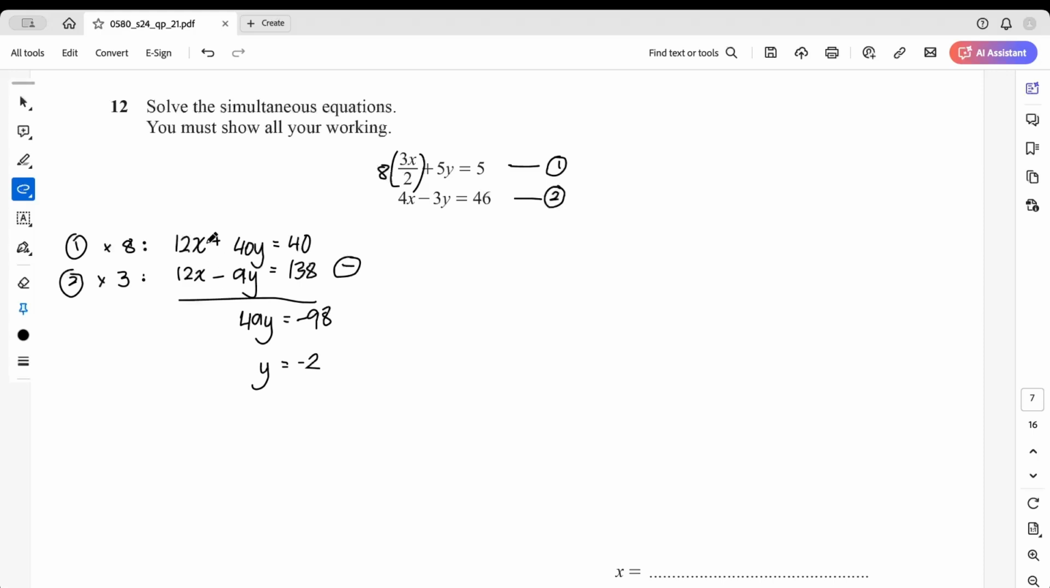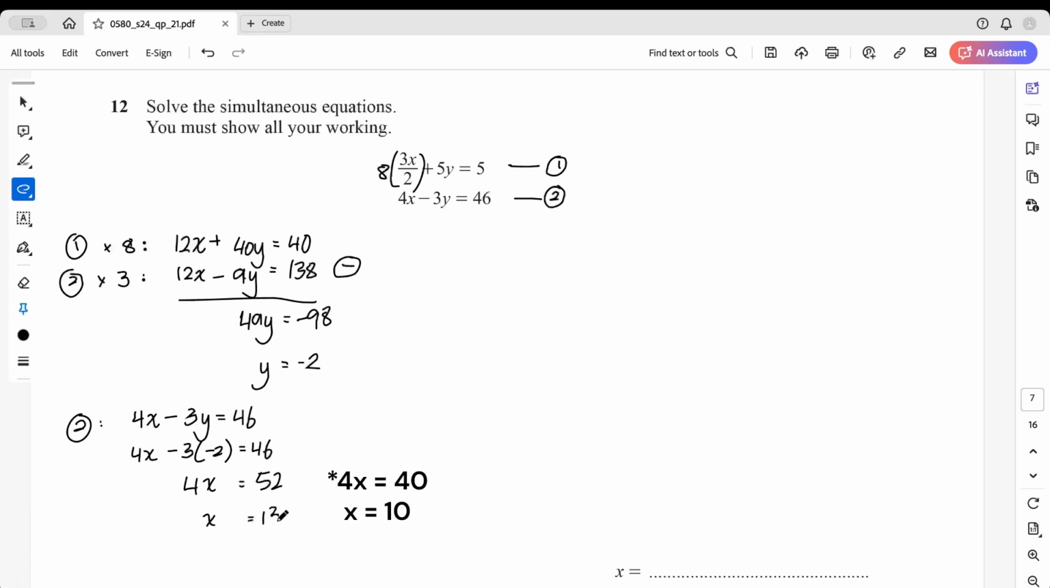Using this, substitute it into any one of these equations. Okay, let's say I choose equation 2. It can be anything, yeah. Up here, 4x minus 3y equals 46. Substitute y equals negative 2. And then solve as usual. Your x will give you an answer of 13. That's the first method of elimination.